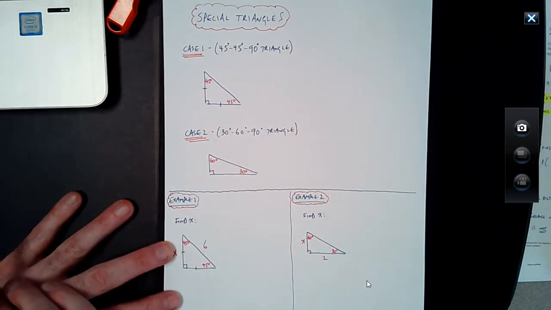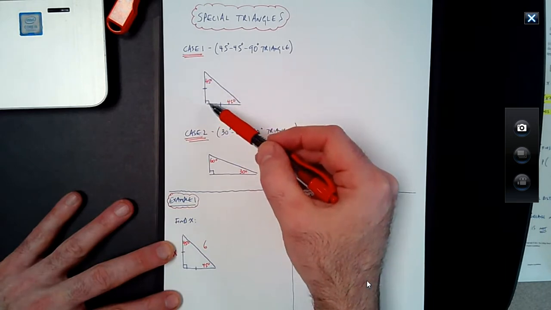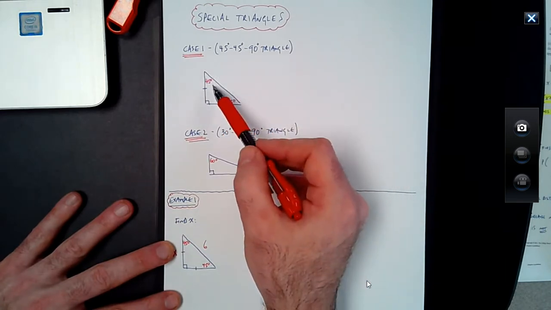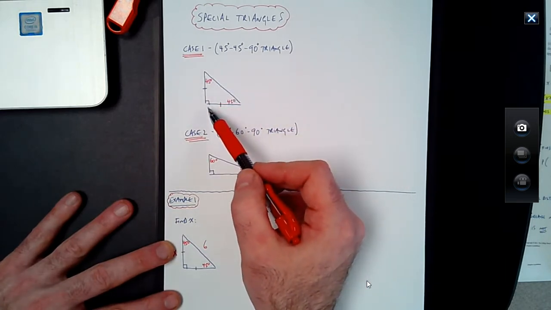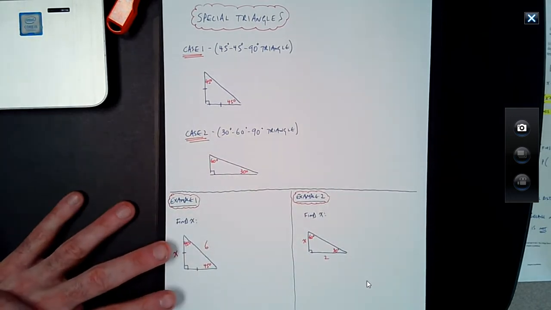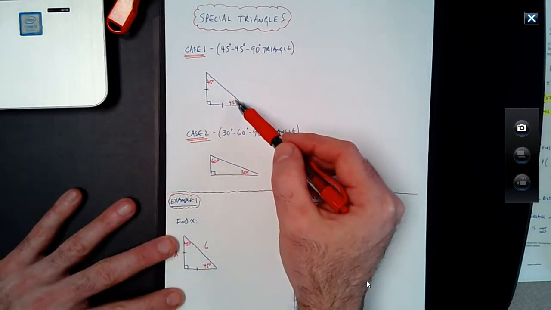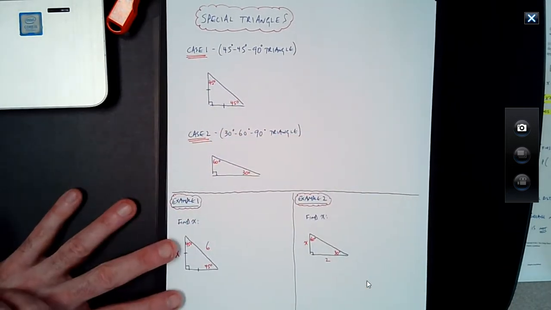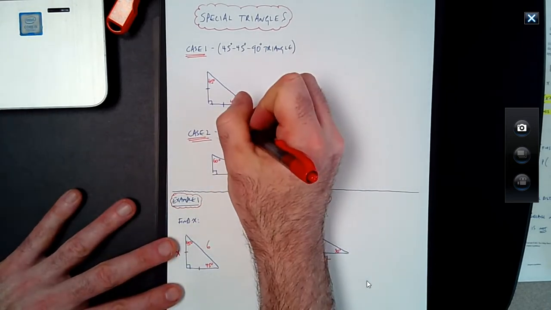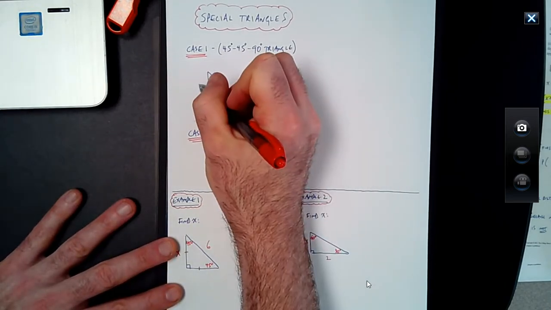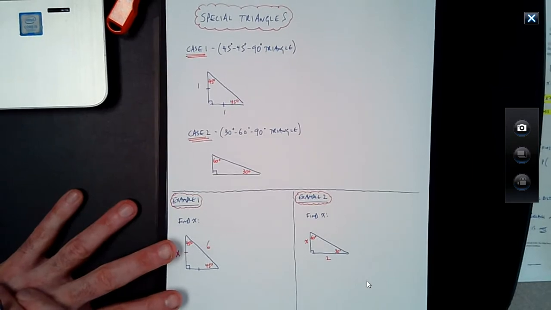45-45-90 triangle. And the reason it's called that is because it's a triangle that looks like this, where two of the angles are 45 degrees and then one of the angles is 90 degrees. Now, when this is the case, it's also going to be an isosceles triangle because if two angles are the same, two sides must be the same. So if I was to say that this was 1, then that side would also be 1.